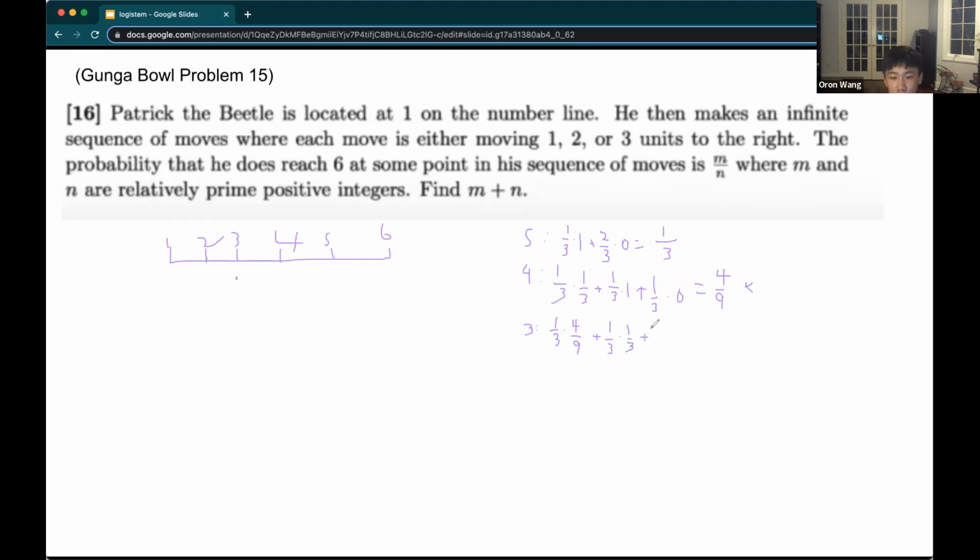And then there's a 1/3 chance that he jumps 3 units to the right and lands on 6, and that probability is 1. And we get that this equals 16/27. So if he's at 3, he has 16/27 chance of reaching 6 eventually.